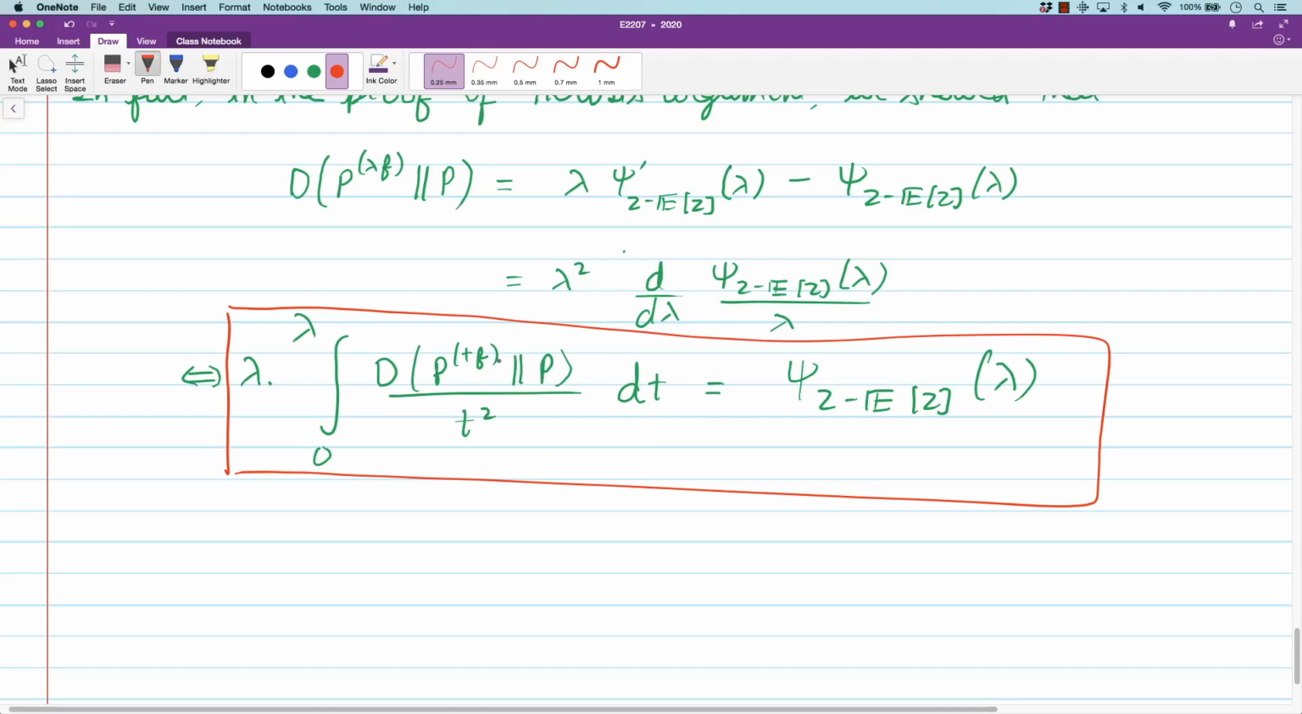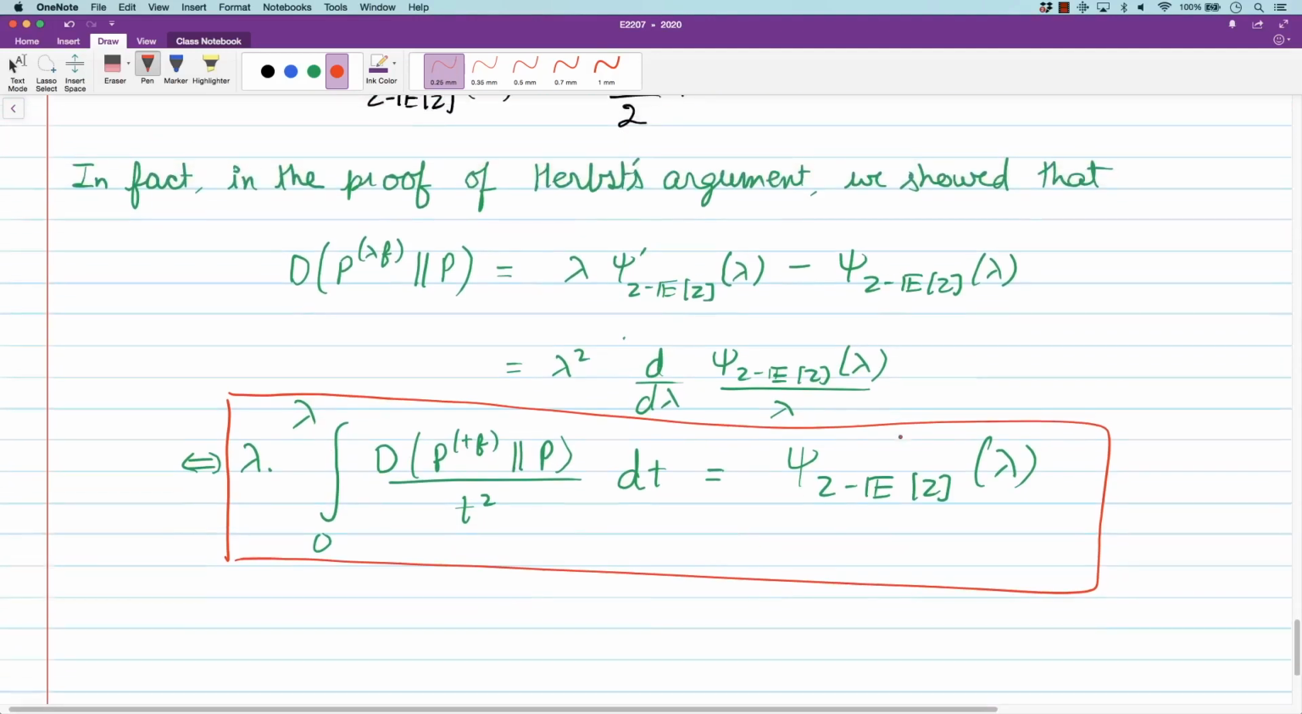So you take p, you change it a little bit to get t, to get p tilted by tf. This is the distance between the two, and when you divide by t square, you can think of it as the second order term in the Taylor series approximation of this distance. So you expand this distance and look at the second order term. That second order term, if you integrate from 0 to lambda and multiply with lambda, is exactly equal to the log moment generating function.